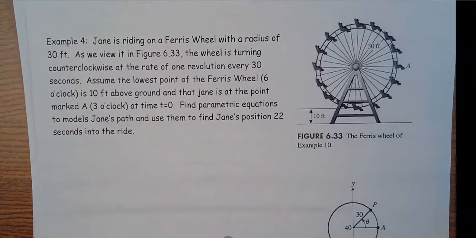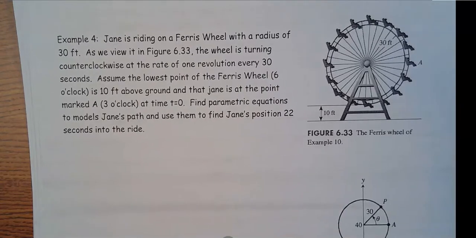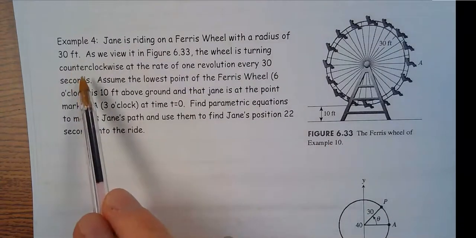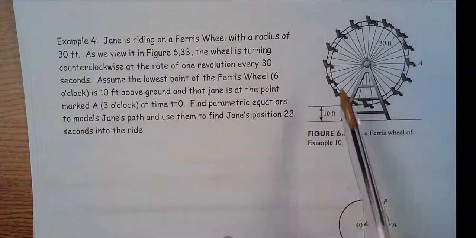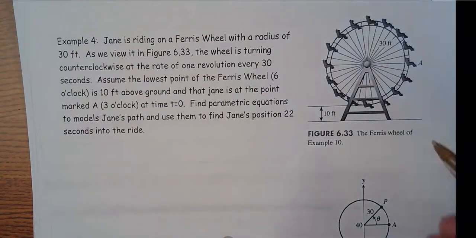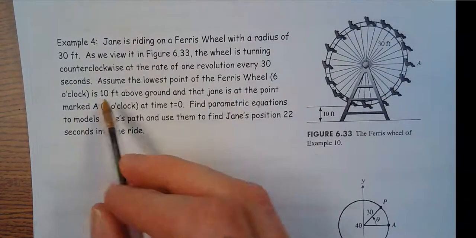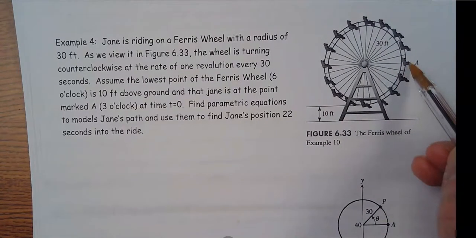Jane is riding a Ferris wheel with a radius of 30 feet. This probably looks familiar from Unit 4B. We're going to look at it a little bit differently, though, from a parametric standpoint. The wheel is turning counterclockwise this way at a rate of 1 revolution every 30 seconds. Assume the lowest point is 10 feet off the ground, so 6 o'clock is 10 feet off the ground. And Jane is right here when it starts at time equals 0.